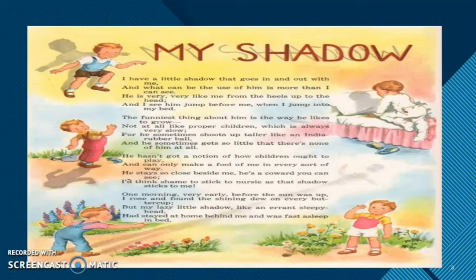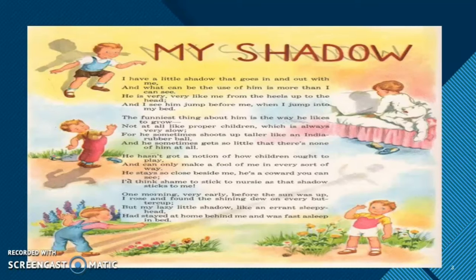So he says that it's really shameful. The poet thinks it's shameful. Then we come to the fourth stanza where the poet says, "One morning very early, before the sun was up." So he says one morning before the sun had already risen, the poet went out. And when he went out, "I rose and found the shining dew on every buttercup." So he says he went out and he found dewdrops on every buttercup.